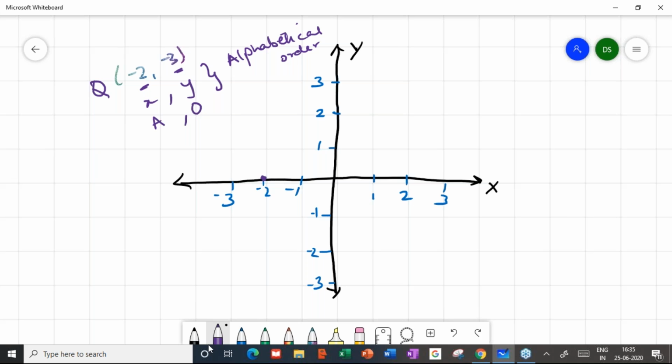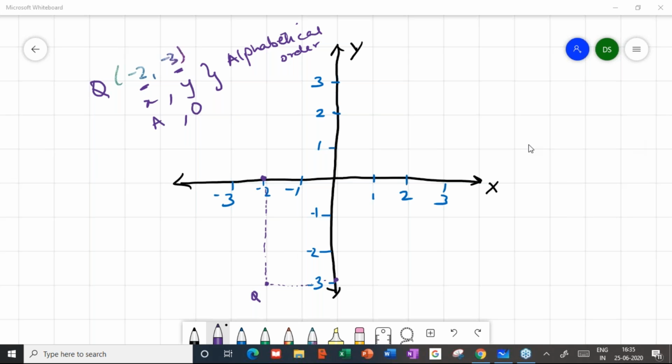So the first is x, so I'm going to mark minus 2 here on the x-axis, correct? Then I go to the y-axis, which is the vertical line, and I mark minus 3 here, right? So I'm going to extend from minus 2, and extend from minus 3. The point where these two meet is nothing but Q. Clear now? Is it clear to everybody? How do you read it?